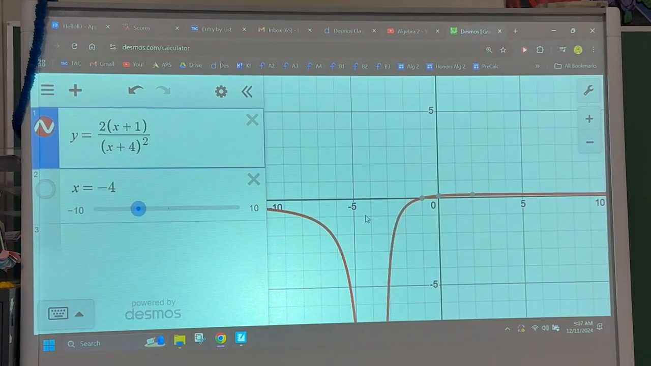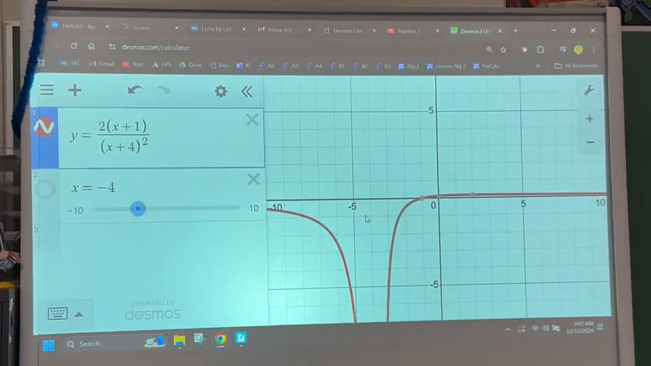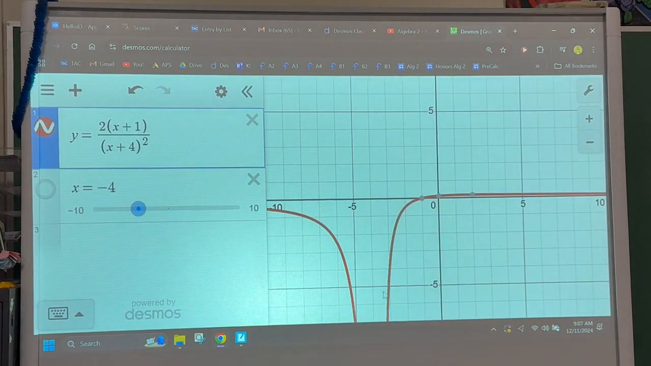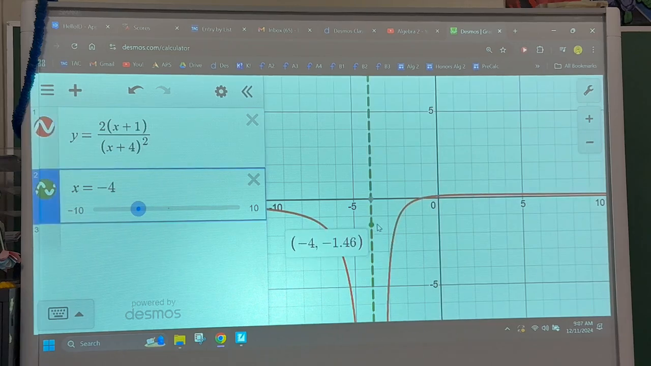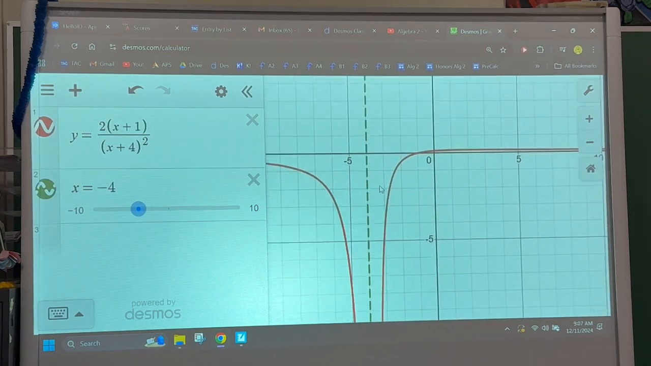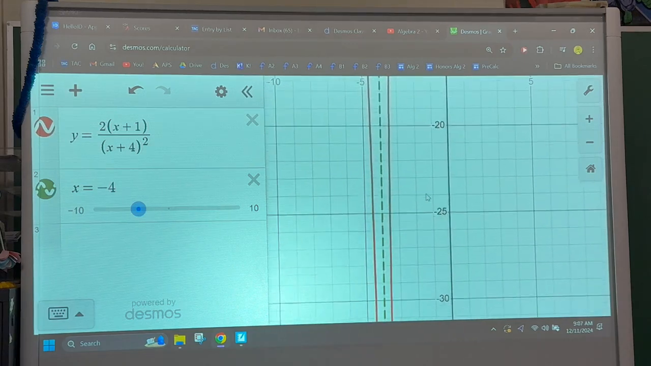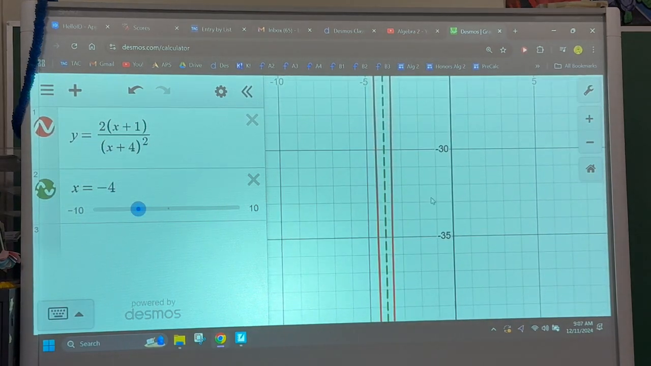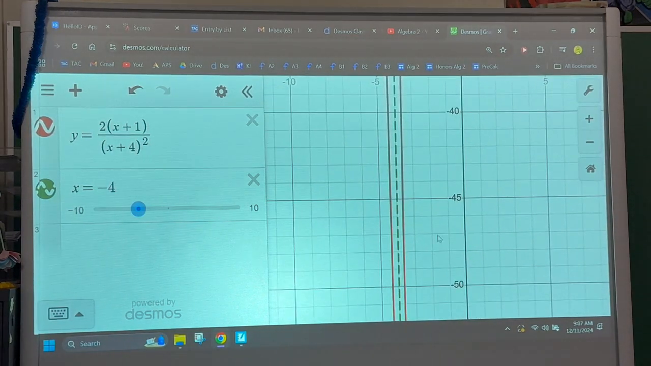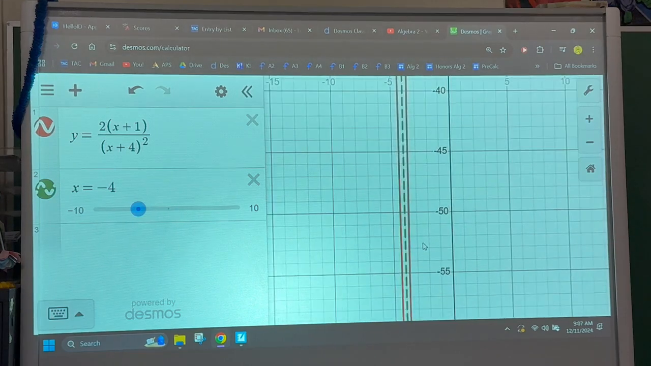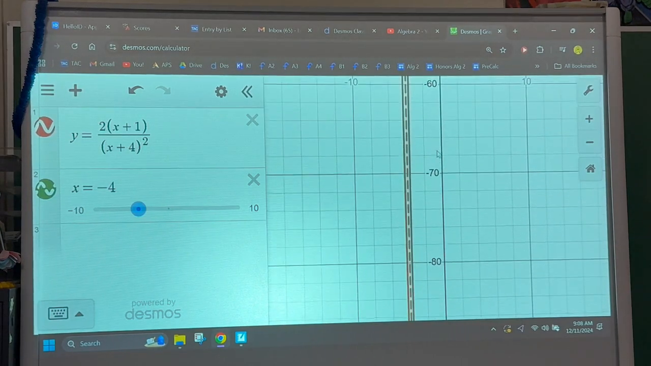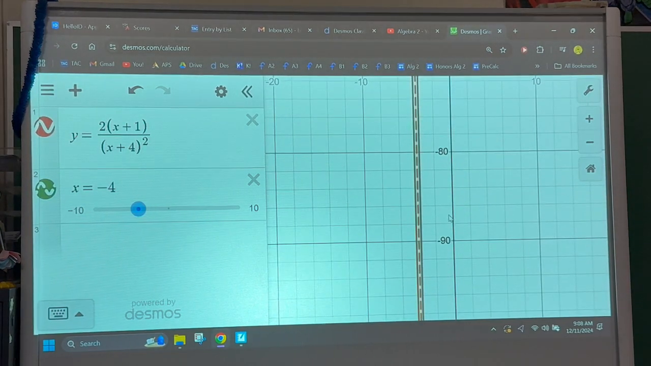At negative 4, it's not a missing point. It looks like that graph starts dropping down into nothing land. It's like a sinkhole that opened up. We can see at negative 4, we have a vertical asymptote. It's a line that we never cross, never touch, never go through. We get infinitely close to it, but we never, ever cross it or touch it. Forever.